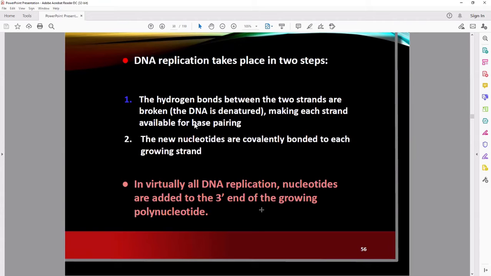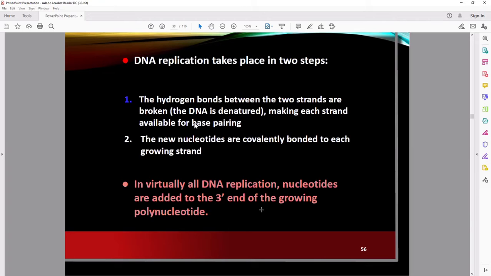Now we are just starting. Replication takes place in 2 steps. The hydrogen bonds between the 2 strands are broken. We know that the hydrogen bonds hold the two nucleotide strands together to make the double helix. So these hydrogen bonds will be denatured, broken down, to separate the double helix into single strands.